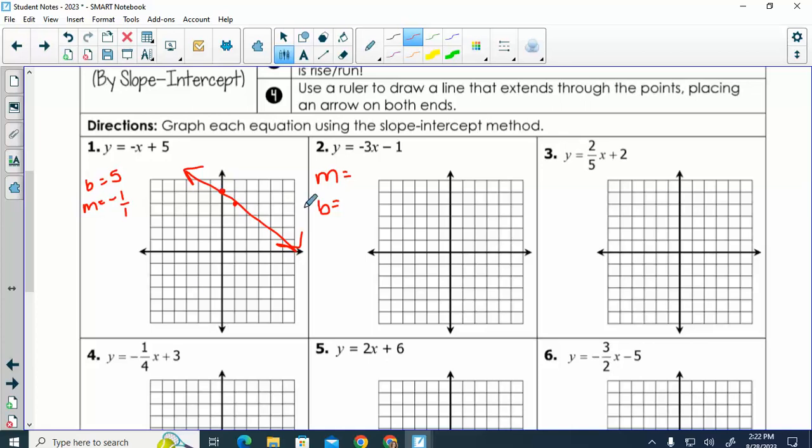Look at this one. Y equals negative 3x minus 1. What is the slope? Negative 3. The y-intercept is negative 1. So that's where we start our graph, at negative 1 on the y-axis.